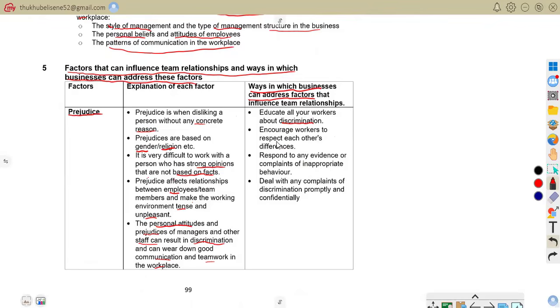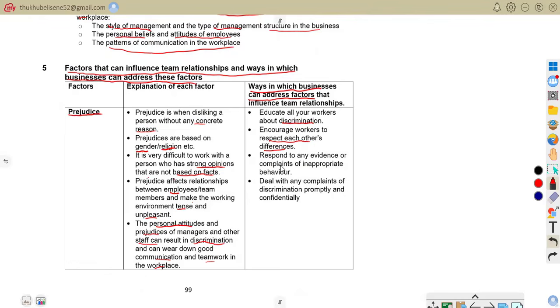Encourage workers to respect others' differences. Like we've said, when you are talking about prejudice, it is based on religion, because we have different religions, and gender, we have male and female. So try by all means to encourage workers to respect our differences. They must know that we are different and we must respect those differences so that we can have what? Good relationships, so that we can work towards one common goal of the organization.